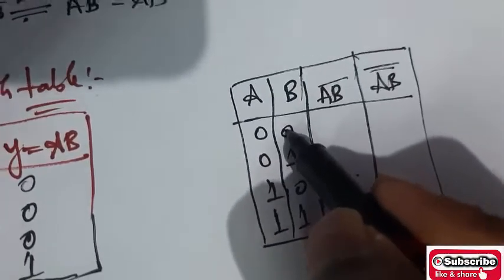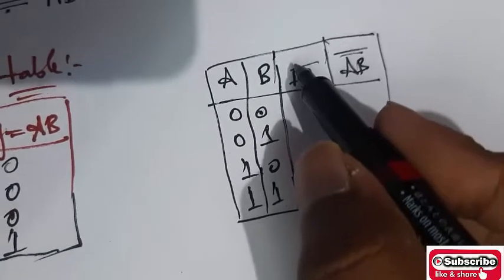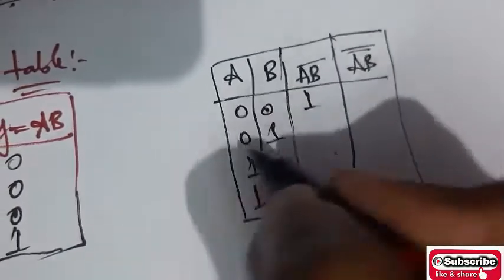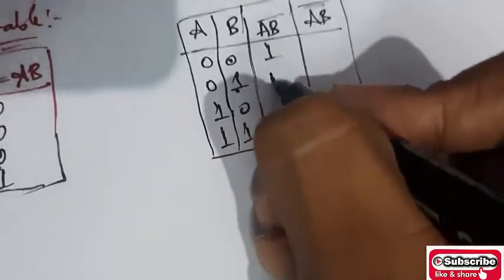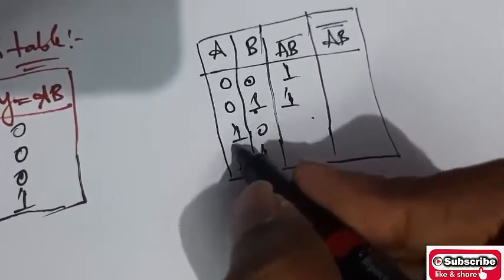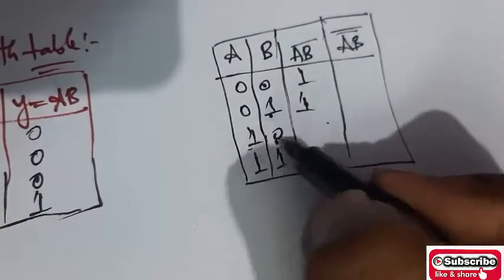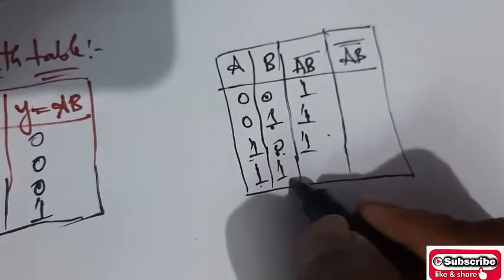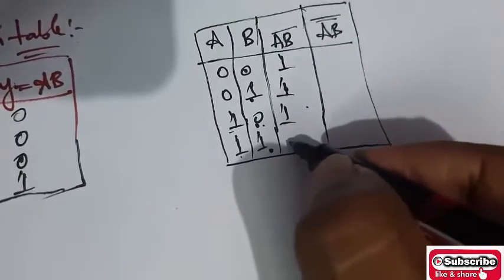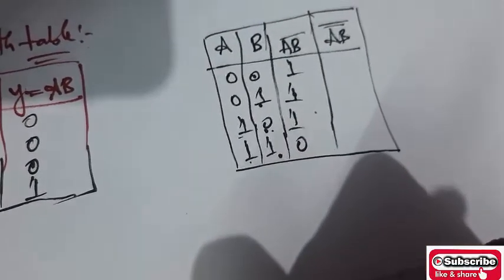0 into 0 is 0, bar will be there, you will get 1. 0 into 1 is 0, bar will be there, you will get the output as 1. 1 into 0, 0 bar will be there, you will get the output as 1. 1 into 1, 1 bar will be there, you will get the output as 0.